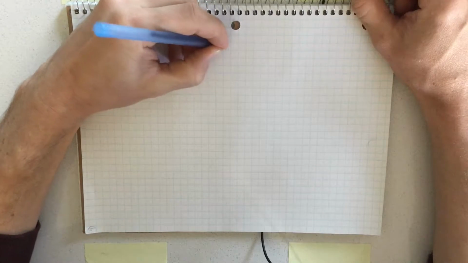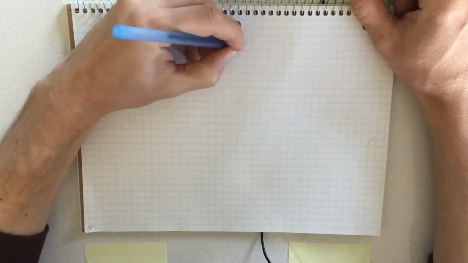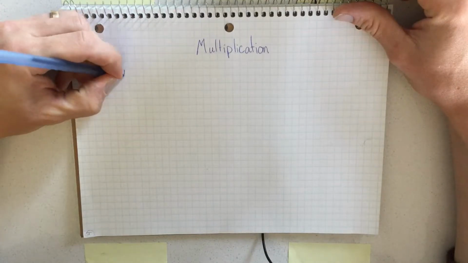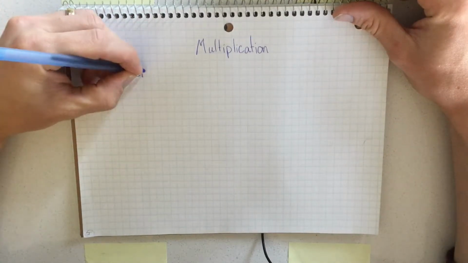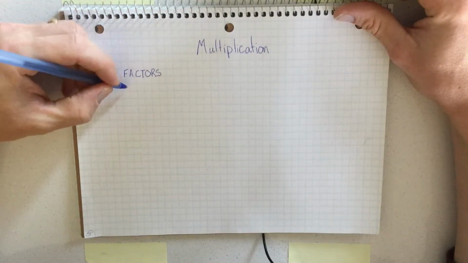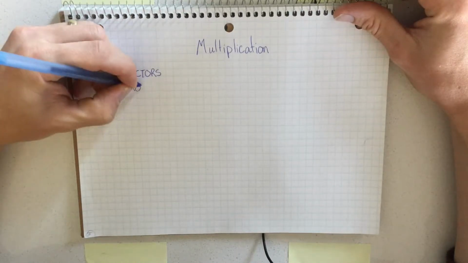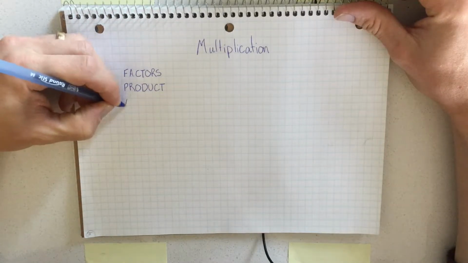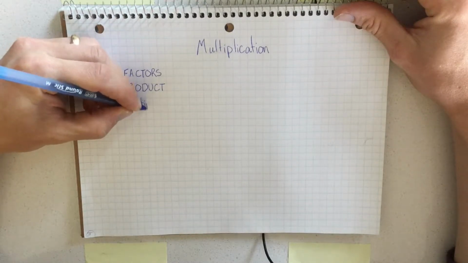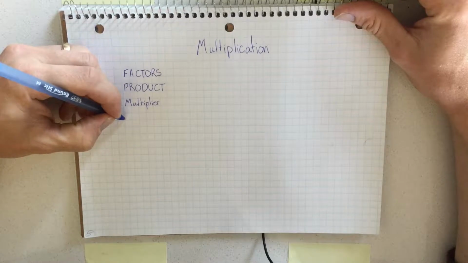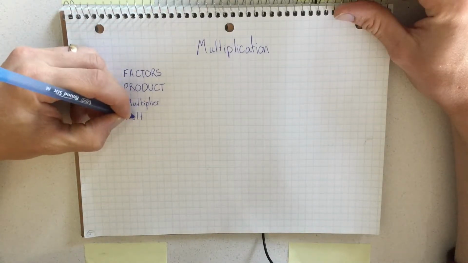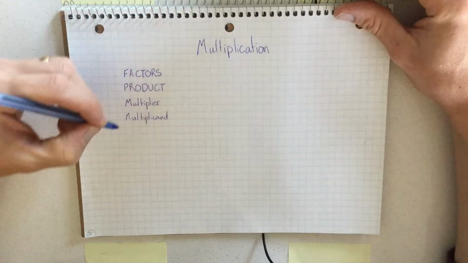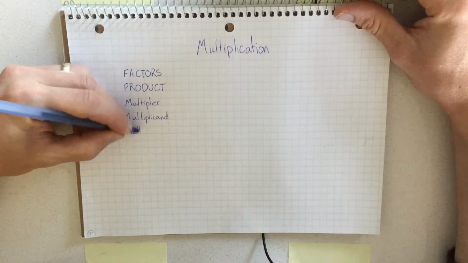So, multiplication. Some of the terms you're going to need to know: factors, product, multiplier, multiplicand, and multiple.